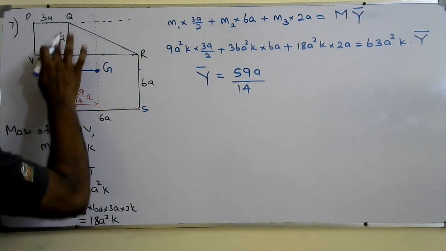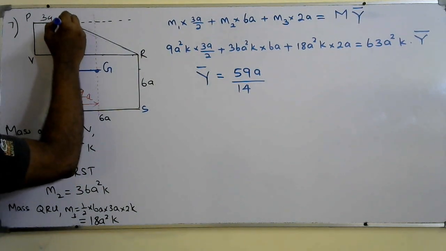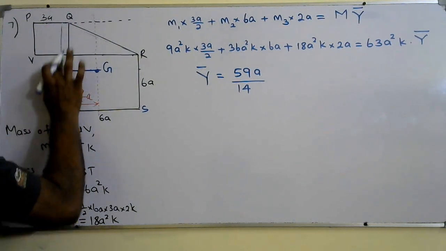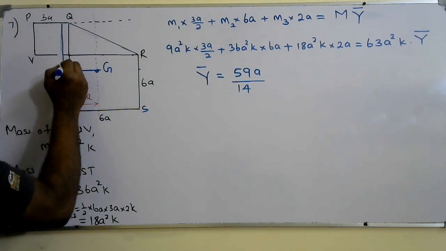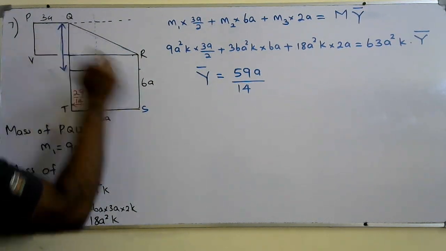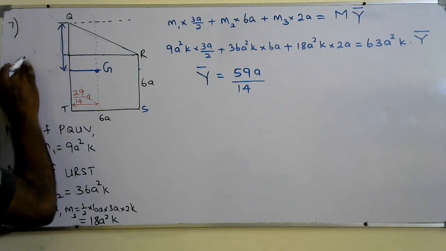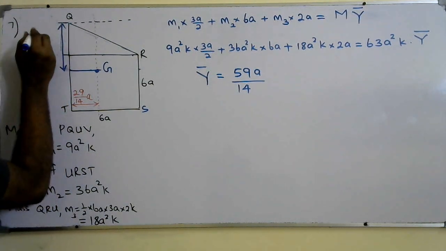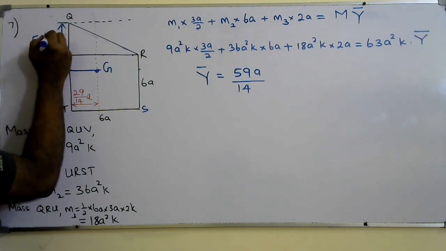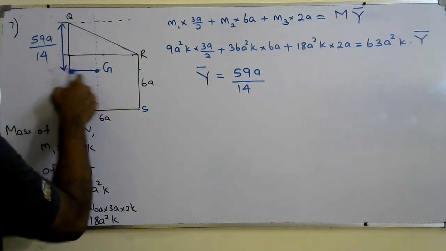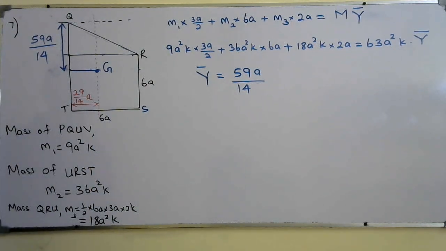Now I'll erase these things we don't need. So this distance is 59a over 14. I can erase these things now, I don't need it. This length is 29a over 14.